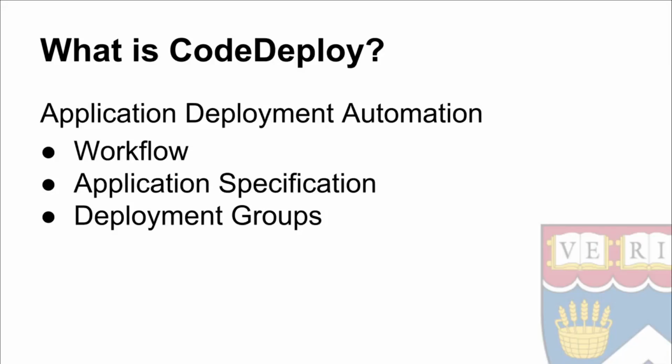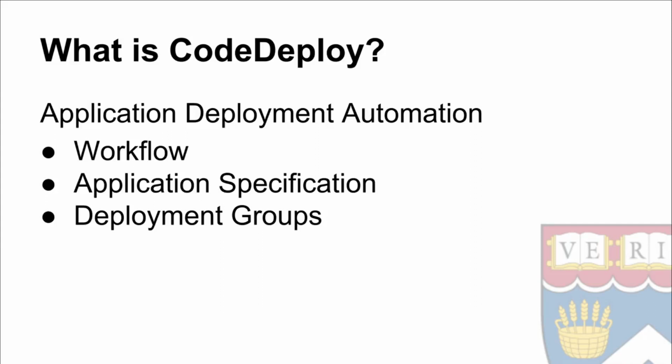What is Code Deploy? So Code Deploy is basically an automation platform to allow you to deploy software to a large number of EC2 instances in a controlled way. So it's basically application deployment automation for short. What it allows you to do is to define a workflow that allows you to build a web application and then deploy it to EC2 instances. Could be just a couple, it could be hundreds, thousands, or hundreds of thousands of instances in a controlled manner.